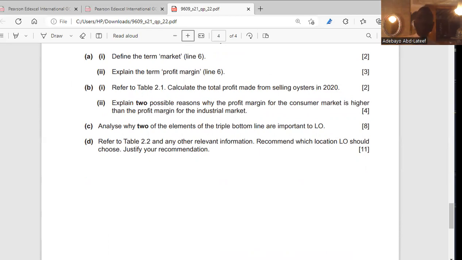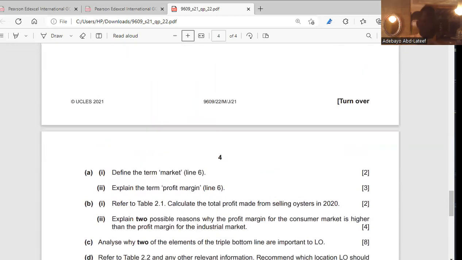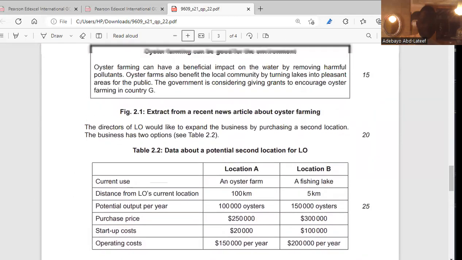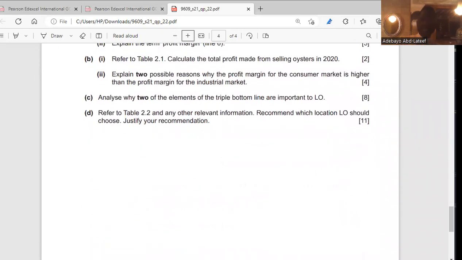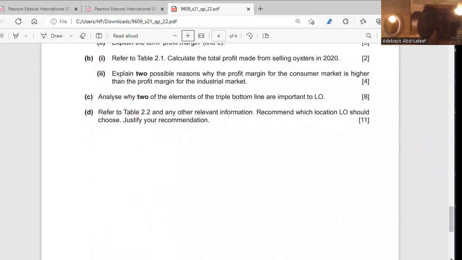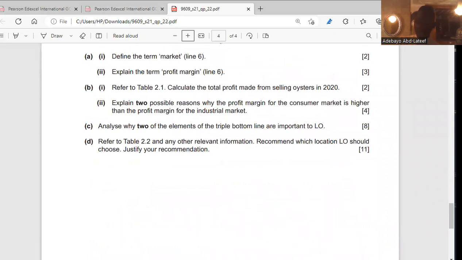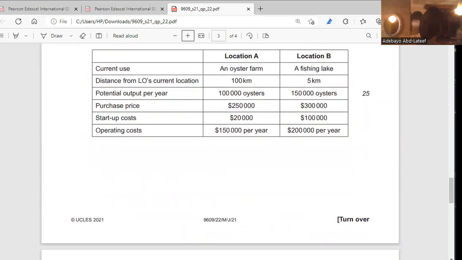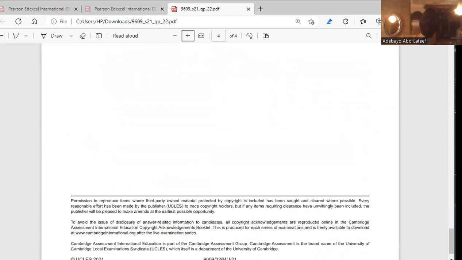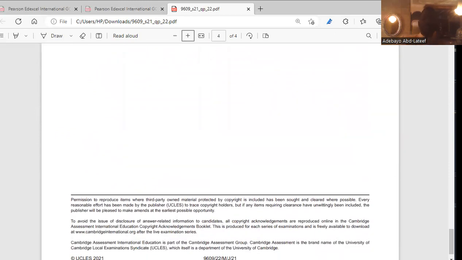The profit margin for the consumer market might be higher because customers are willing to pay higher prices for the product. Do you get the point I'm making? So they are willing to pay higher prices for the product, and the consumer margin is higher than industrial. Yes. So that's the first reason: for consumers, they are willing to pay a high amount for that product.